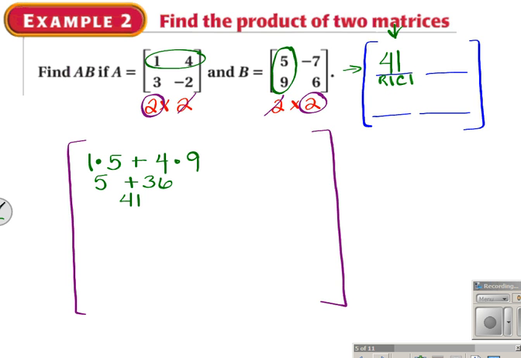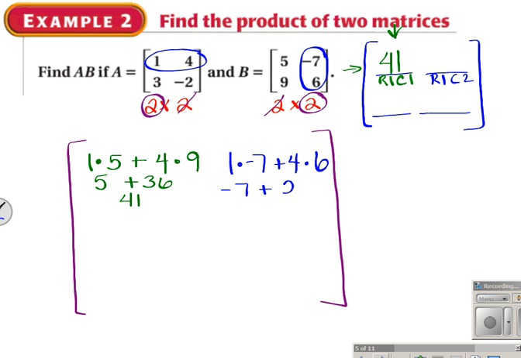Okay, proceeding horizontally now, our second position is row 1 still, but column 2. So I'm going to be multiplying row 1 this time by column 2. First element 1 times first element -7 plus second element 4 times second element 6. So I have -7 plus 24, which is 17. So our second element is 17.